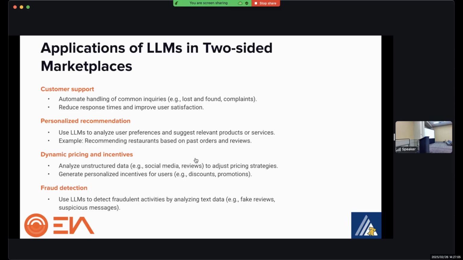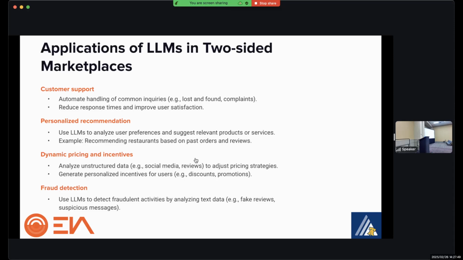Examples are like on the food delivery platforms, LLM agents can help recommend restaurants based on past orders and reviews. They can help in dynamic pricing and incentives as well. So we mentioned using LLM to analyze unstructured data. For example, pulling information from social media and reviews, and using those insights to adjust pricing strategy. So basically, information from those sources would give indication about customer sentiment, for example.